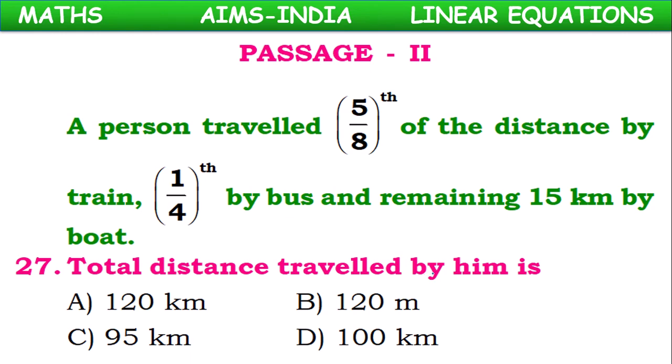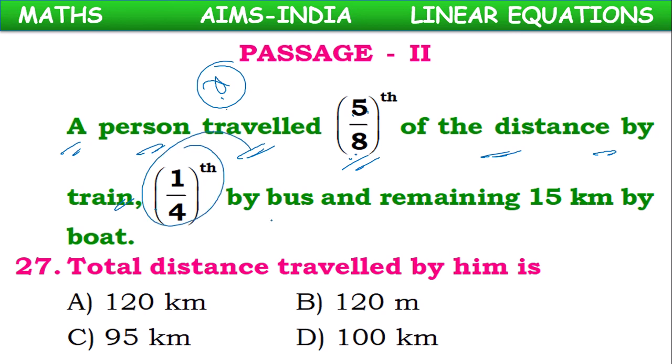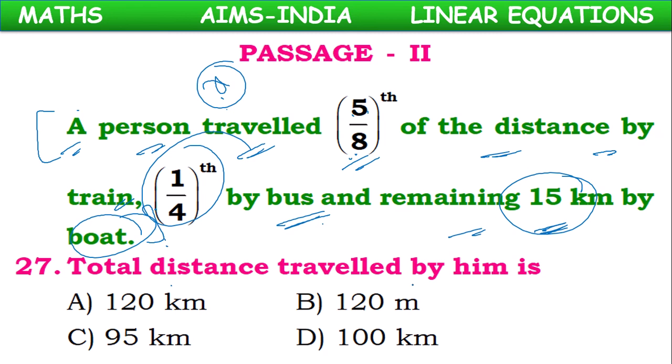Next, passage 2. A person travel 5 by 8 of the distance by train. If you assume total distance as x, 5 by 8 of x by train, 1 by 4th of x by bus, remaining distance 15 kilometer by boat. This is the passage given, children. Now the question is, total distance traveled by him, how much?